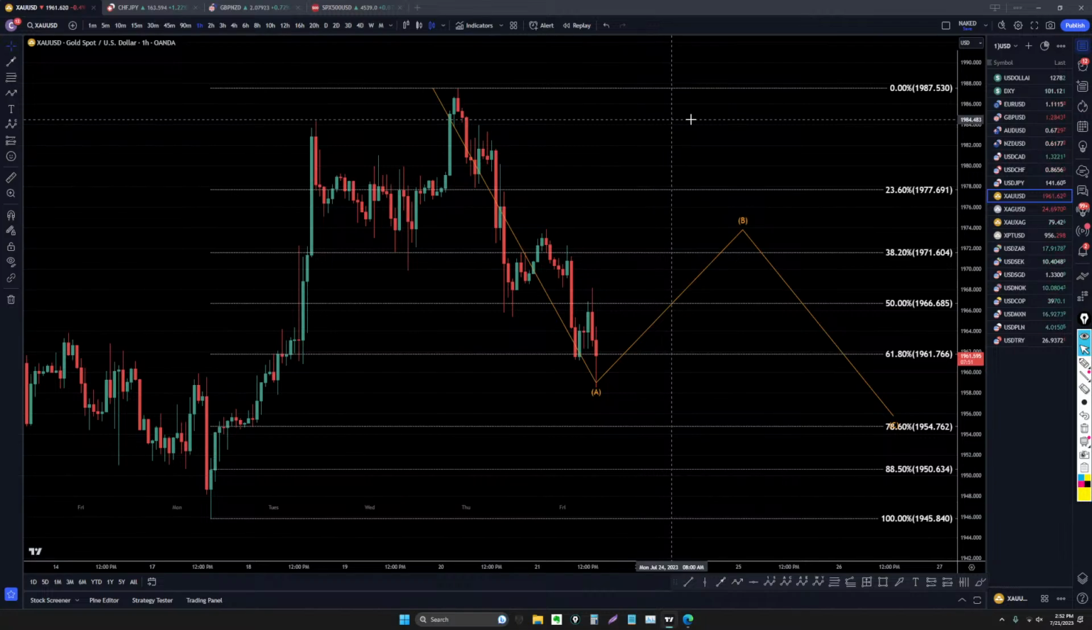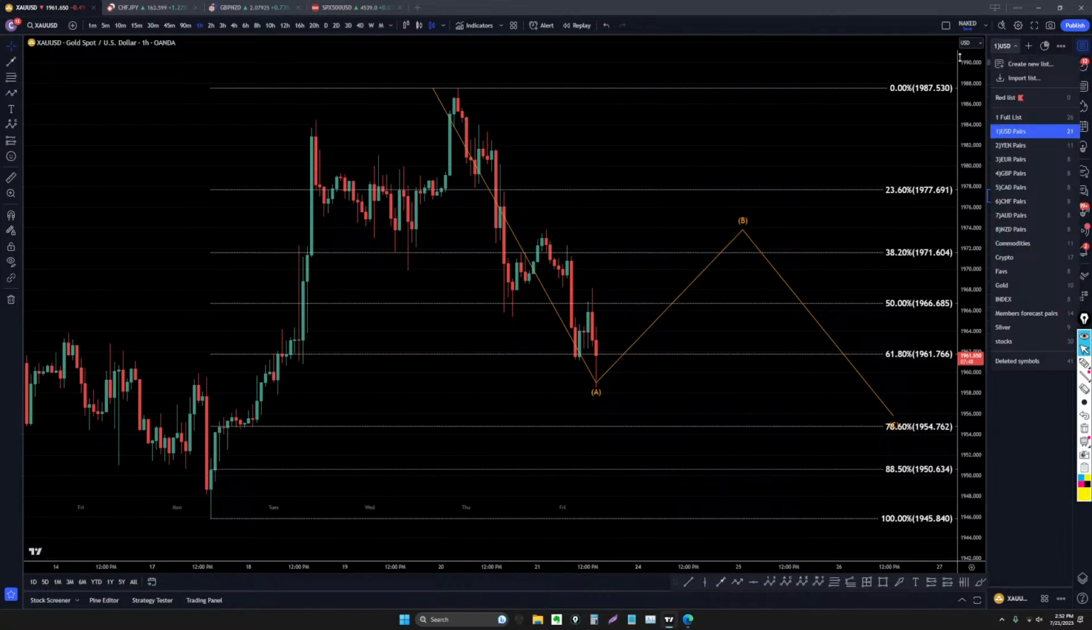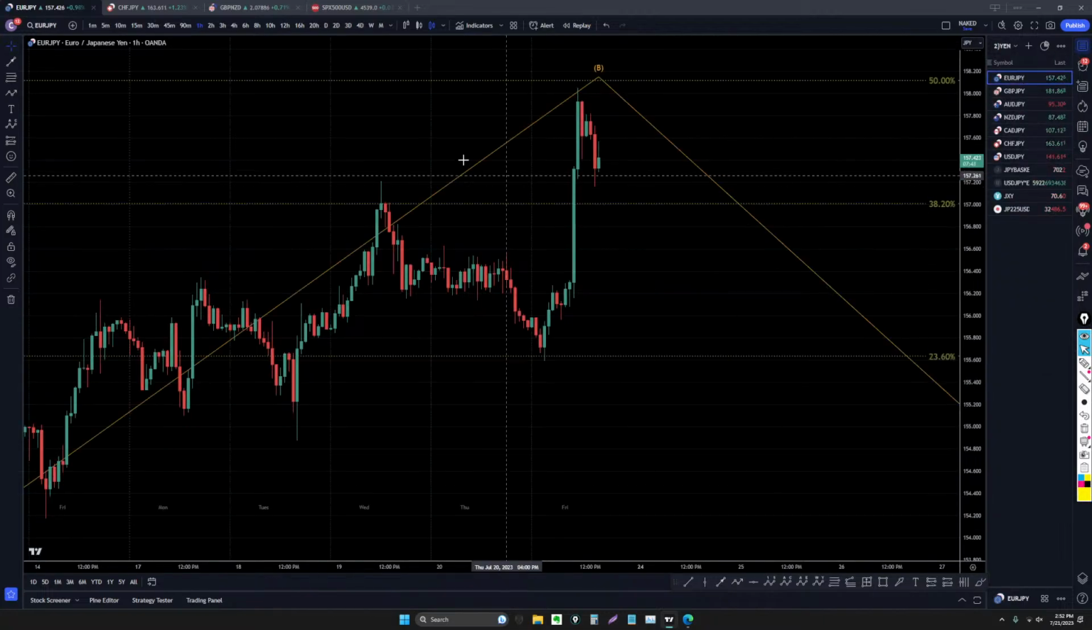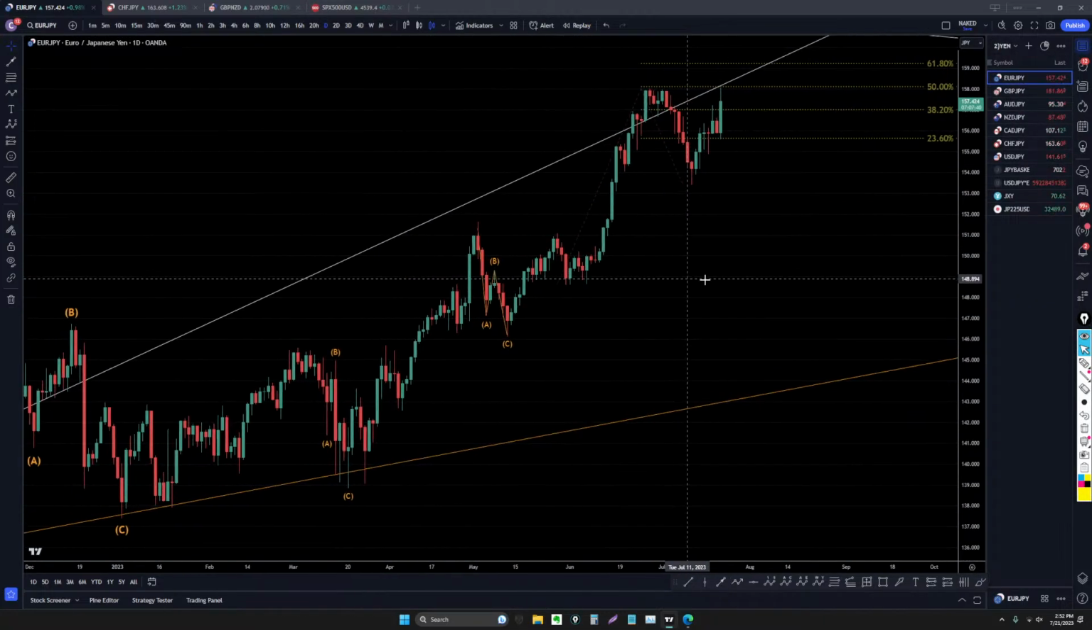So, let's go check out those yen pairs, because those yen pairs made a really nice move yesterday at the CPI news. They all made a big, nice move.